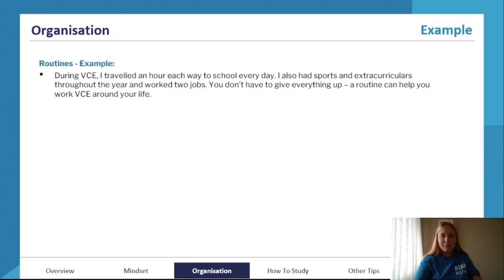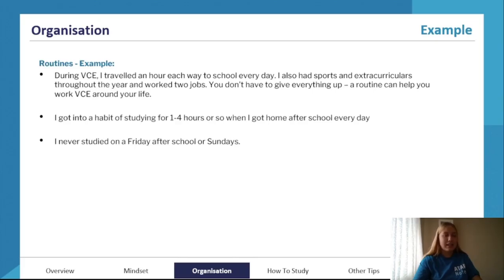So, drawing on examples from my own journey, and how I had a routine that really helped me. During VCE, I traveled an hour each way to school every day, taking a train and a bus. I had sports, a lot of extracurriculars as well as hobbies that I did throughout the year, and I also worked two jobs casually. I worked quite a lot. But my experience shows, even if you're really busy and you have a lot of things going on, you don't have to give everything up. You can fit everything in, and a routine can really help you to work around your life, whatever your circumstances may be.